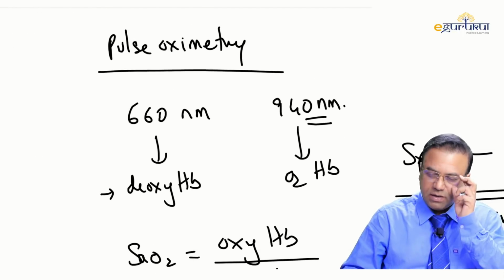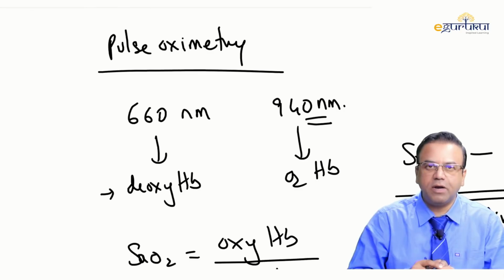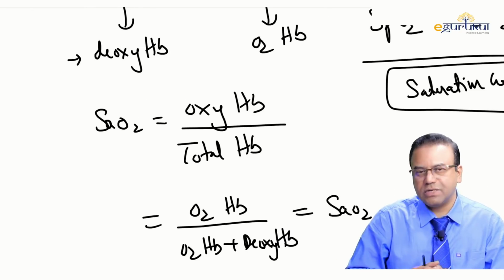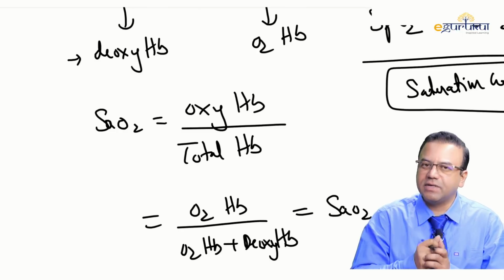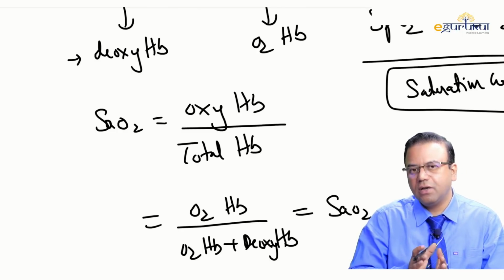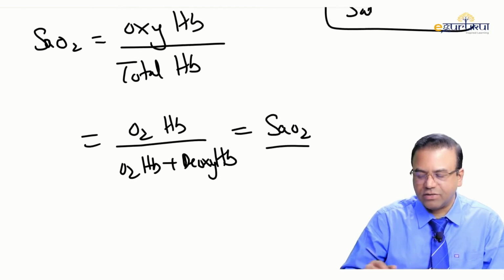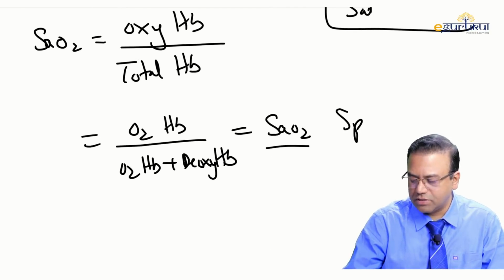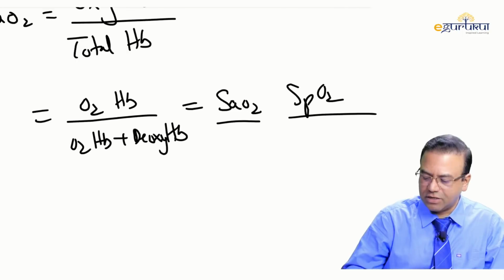In a pulse oximeter, what are the two lights that are firing? I was telling you, just revise once again. 660 nanometer picks up deoxyhemoglobin, 940 nanometer picks up oxyhemoglobin. What's the saturation? For the two lights that are flickering, how much is passing through is calculated by the sensor. It tells us how much is oxy compared to the oxy and deoxy combined. Based on that, it calculates the saturation. This is known as SpO2 because this is calculated by the pulse oximetry, and this is pulse oximetry saturation.